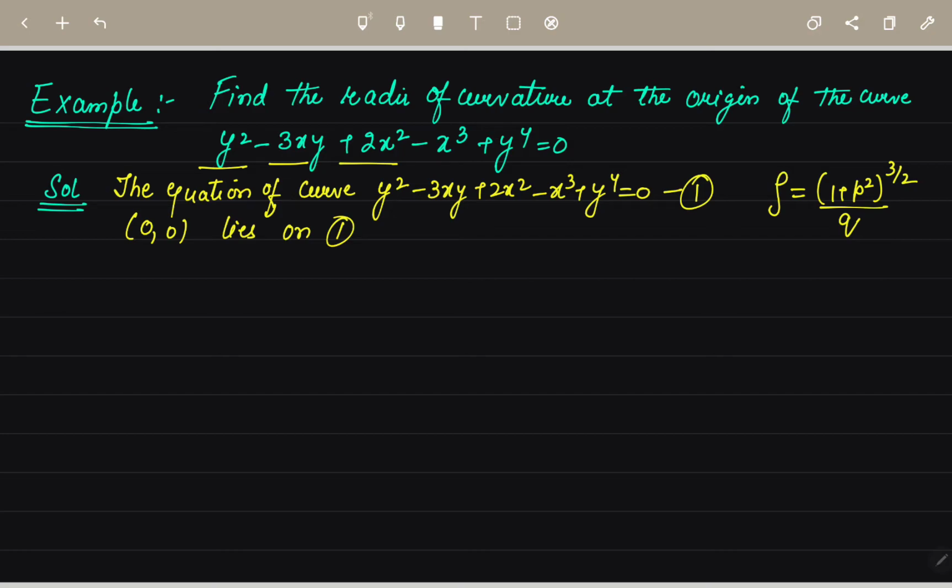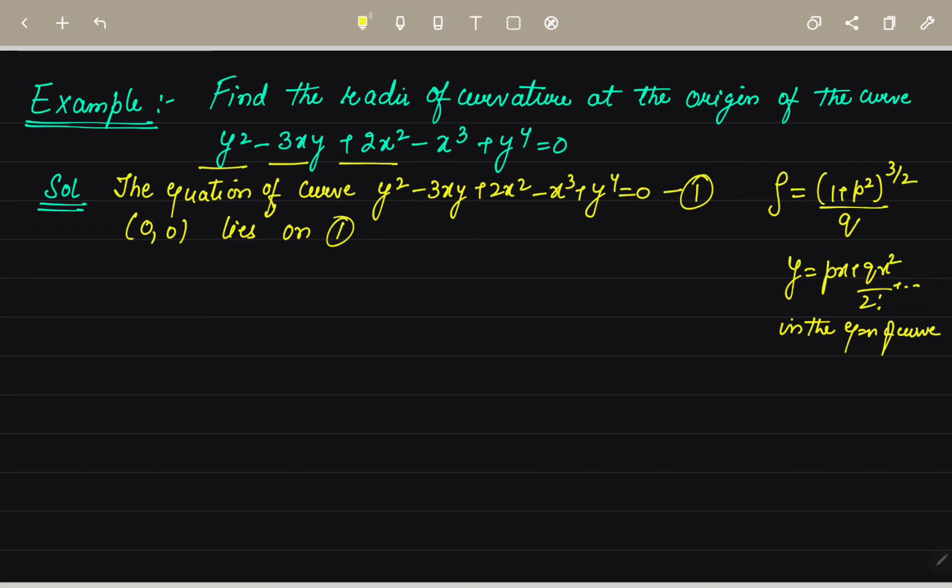Today I am going to solve one more example on radius of curvature at origin by the method of expansion. So basically, for finding the radius of curvature at the origin by the method of expansion, we have to use three steps, or I can say the rule. First, we have to put the value of y is equal to px plus qx square divided by 2 factorial plus so on in the equation of the given curve.